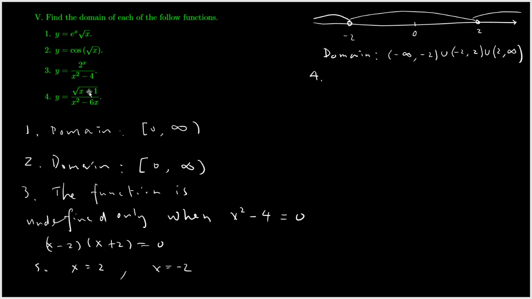Now you look at 4. In 4, you see two things. You see a radical, a square root, right? You see something in the denominator. Now for question 4, you need to take care of two things. Anything under the radical cannot be negative. Anything under the square root cannot be negative. Anything in the denominator cannot be 0. You have to take care of two things.